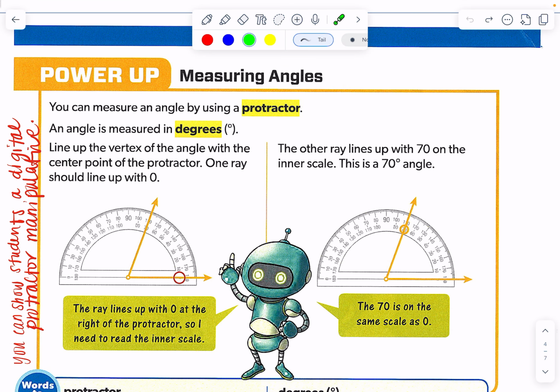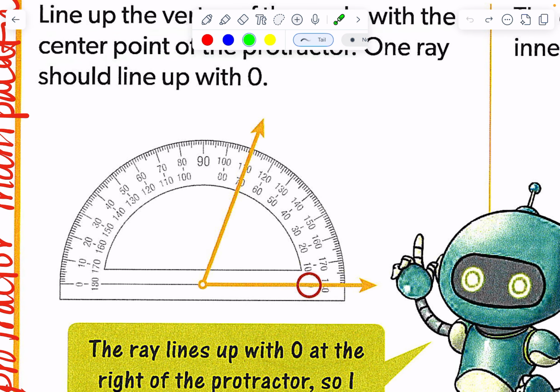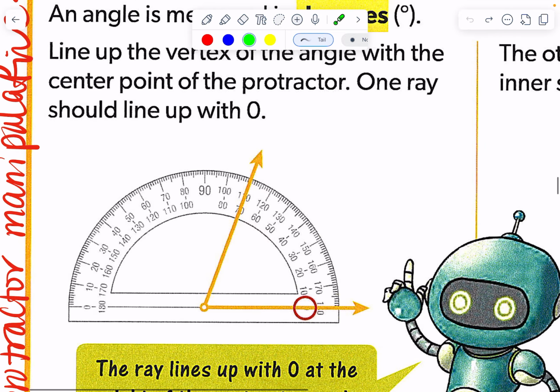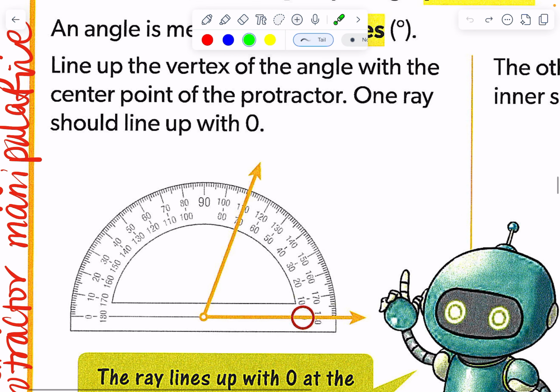The next part of the lesson shows students how to measure angles using protractors. So an angle is measured in degrees. We already saw that. So it tells you that when you are using a protractor, you need to line up the vertex of the angle with the center point of the protractor. So here is the protractor, and here is the center point of the protractor. You want to make sure that your angle is lined up with this point. One ray should always line up with 0.